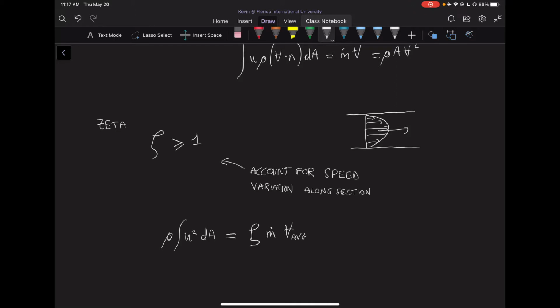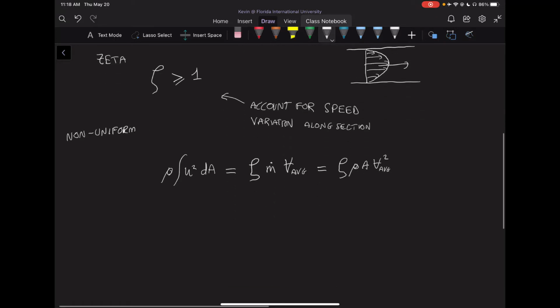So for non-uniform flow, we need to use our velocity average, and we're going to use that zeta in front as a correction factor. And so we can write that this is also equal to zeta times rho A v squared average. So it's the average velocity.